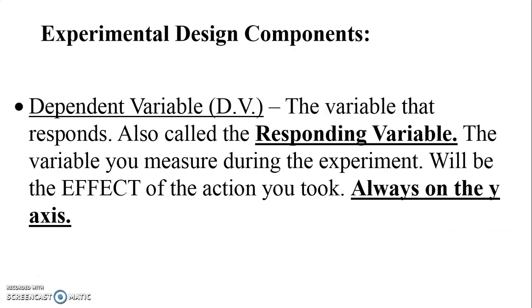How are you going to measure your dependent variable? Well, the effect of the action you took is always placed on the y variable. So our independent variable is on the x. Our dependent variable is always on the y. So in our plant, the dependent variable could be the height of the plant as measured in centimeters. Or it could be the mass of the plant as measured in grams. Either way, you can measure something. It's something you can measure about the growth of the plant.